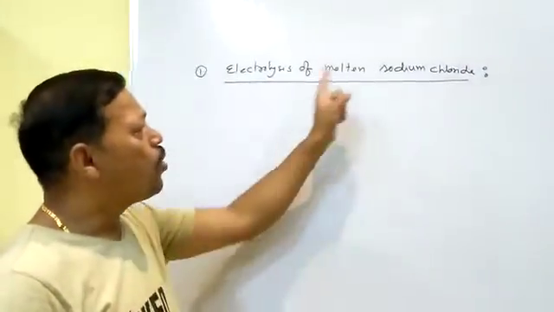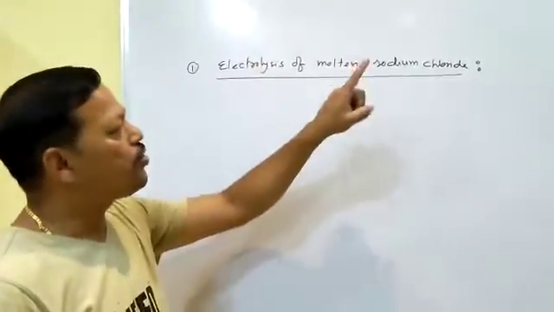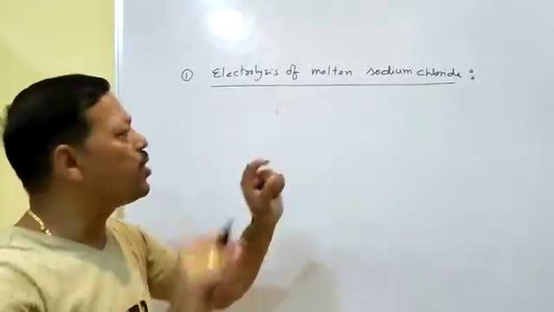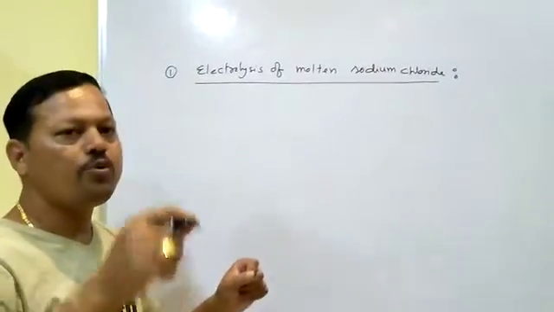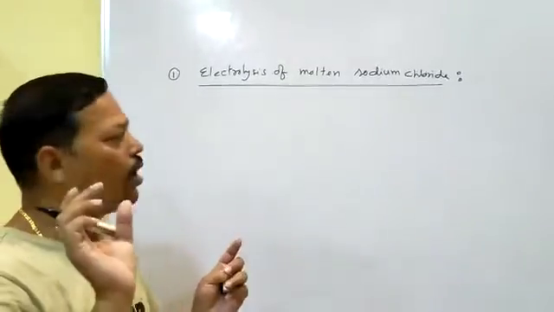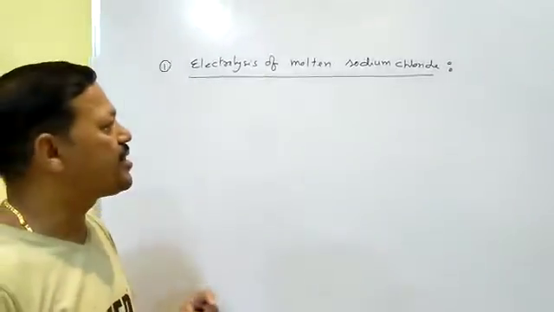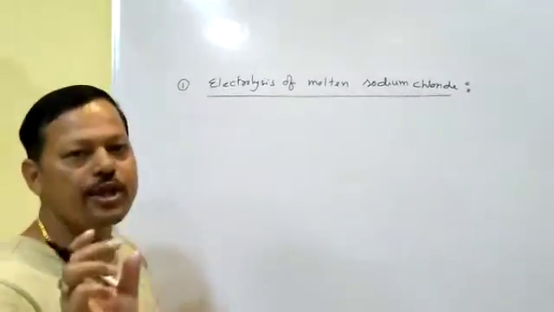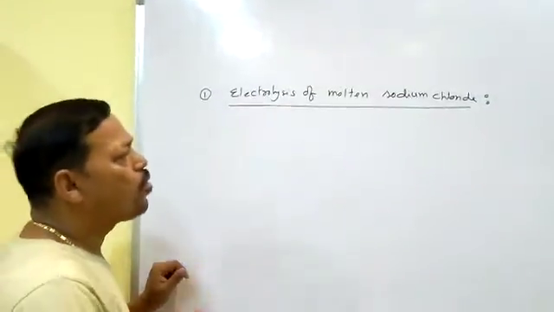chloride. Molten sodium chloride will produce Na+ and Cl- ions, or in aqueous solution, when you dissolve it in water, it also can form Na+ and Cl- ions. If you want to pass electricity, it should create some ions, otherwise you cannot conduct electricity. So that is why solid sodium chloride is a bad conductor of electricity. Now I have taken molten sodium chloride.